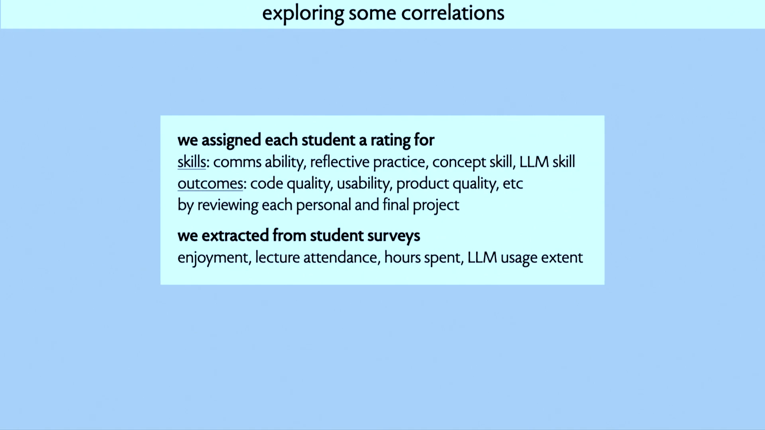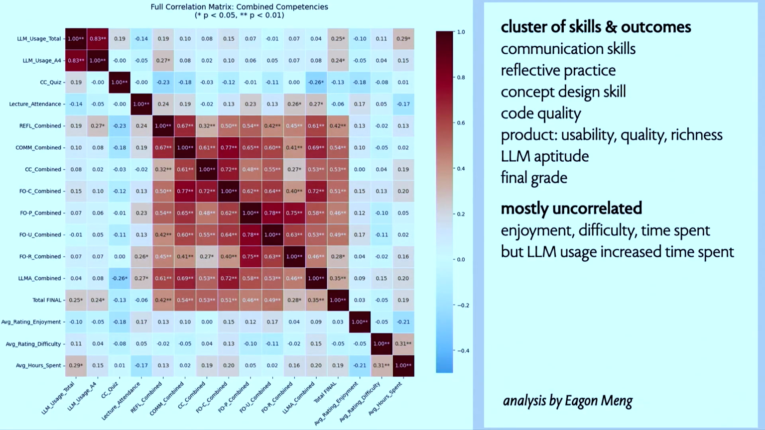Then the outcomes. How good was their code? Was it clear? How good was the usability of their product, and so on? And we also extracted stuff from student surveys. We'd ask them how much they enjoyed it, how often they went to lectures, that kind of stuff. And here's a sort of bewildering picture. And basically, this is a kind of heat map that for any pair of these outcomes and skills will tell you how they're related. It's organized so that the red things in the middle are the ones that have the strongest correlations.